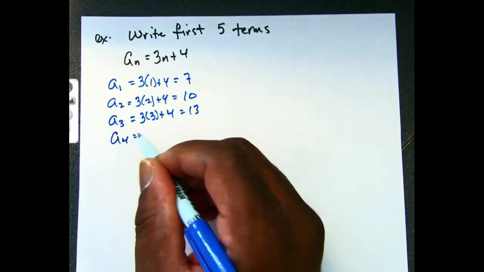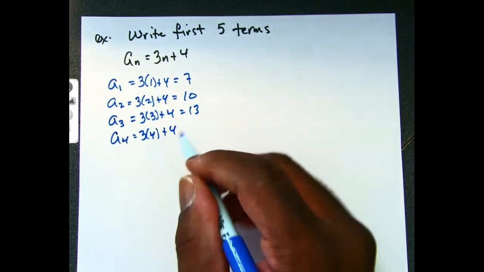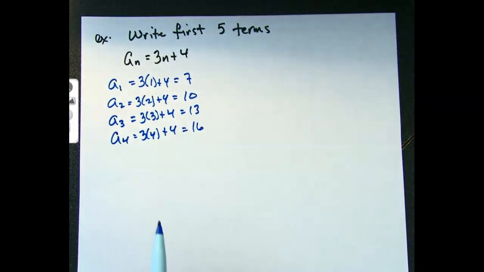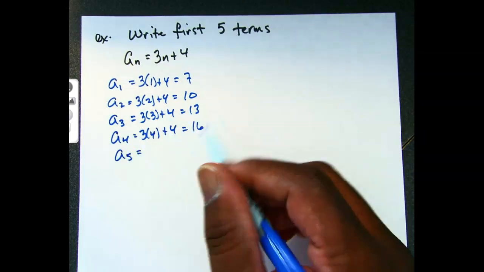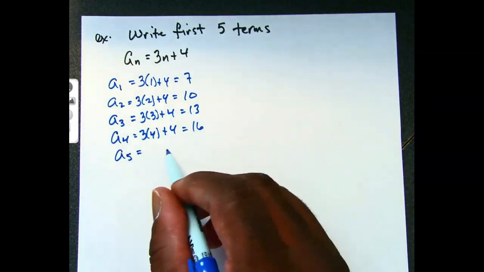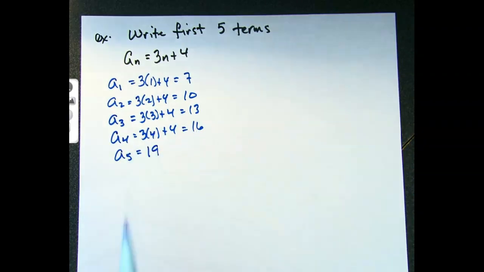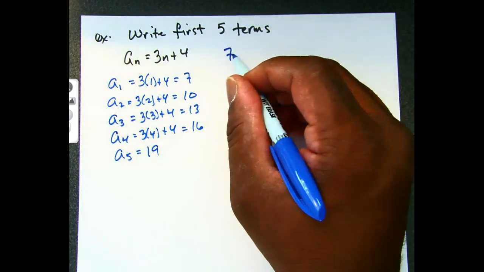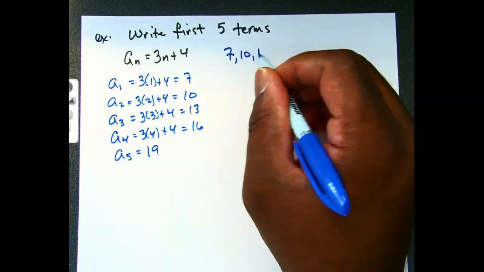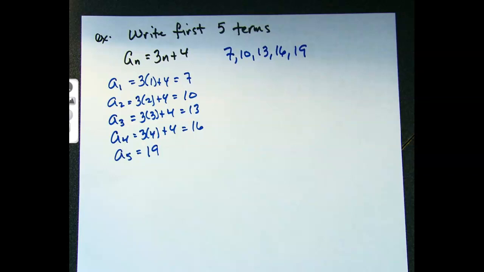A sub 4 would be 3 times 4 plus 4. 12 plus 4 is 16. So once you establish the rule that's being used here, then we know that a sub 5 will be 16 plus 3, and that's going to be 19. So our first 5 terms are 7, 10, 13, 16, and 19.